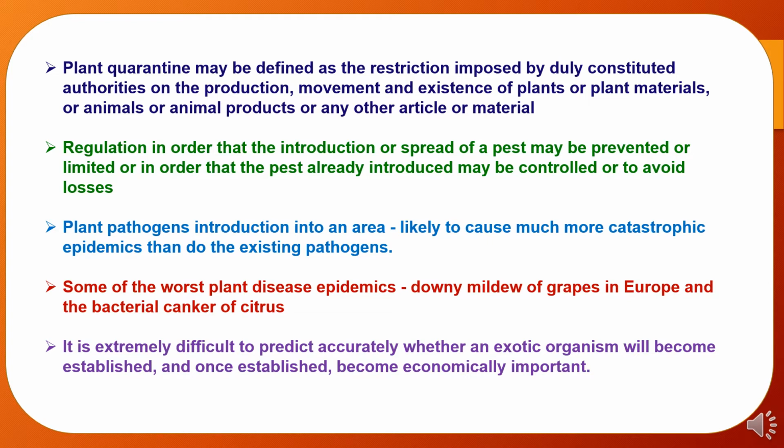Plant quarantine may be defined as the restriction imposed by duly constituted authorities on the production, movement, and existence of plants or plant materials, animals or animal products, or any other article or material or normal activity of a person, and is brought under regulation in order that the introduction or spread of a pest may be prevented or limited, or in order that the pest already introduced may be controlled, or to avoid losses that would otherwise occur through the damage done by the pest or through the continuing cost of their control.